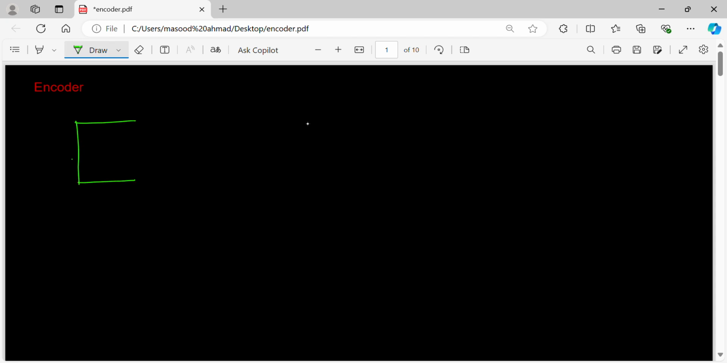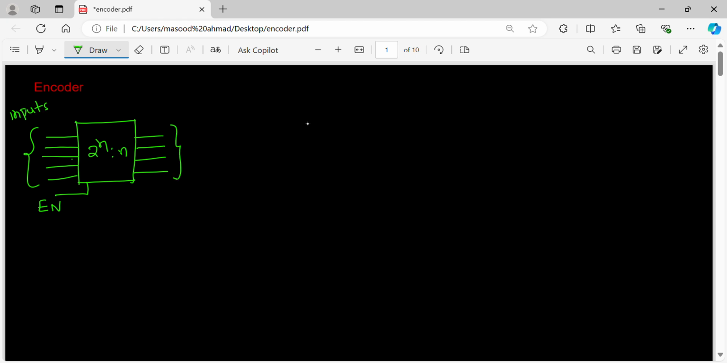The encoder is going to have 2 power n inputs, then n output lines. There will be an enable input generally to enable the encoder. So these are the inputs, and these are the outputs.